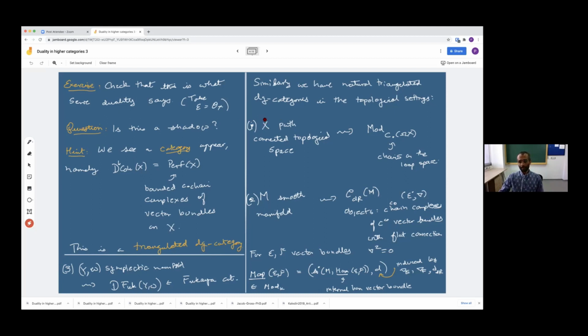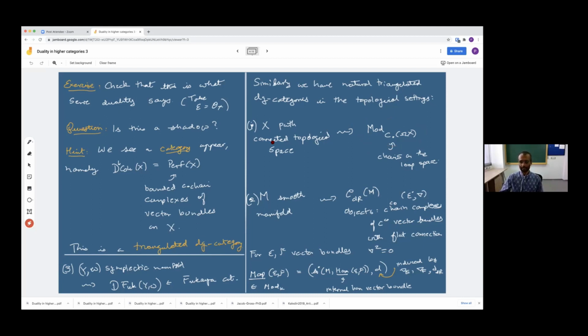So to any path-connected topological space, I can associate a DG category, namely modules over chains on the base loop space of X. Take some base point and take the loop space of X at that base point, and you can take chains on that. Because the loop space is an E1 algebra, there's a multiplication on the loop space. Chains on the loop space is also an algebra, an associative algebra, or a DG algebra. And modules over this is a DG category, localized at quasi-isomorphisms.